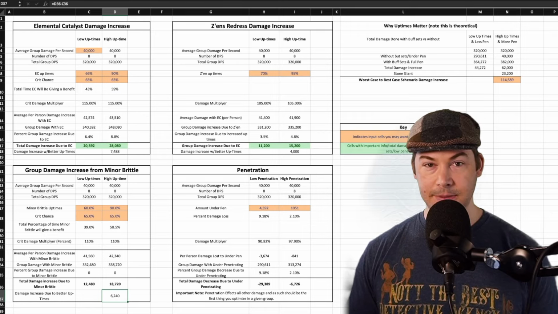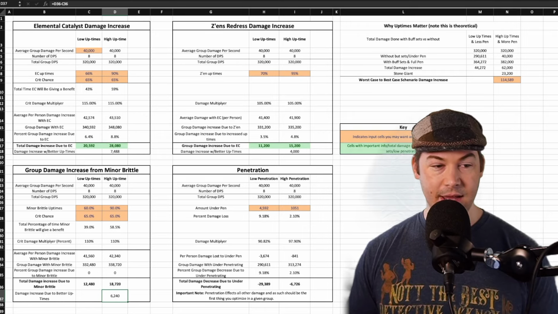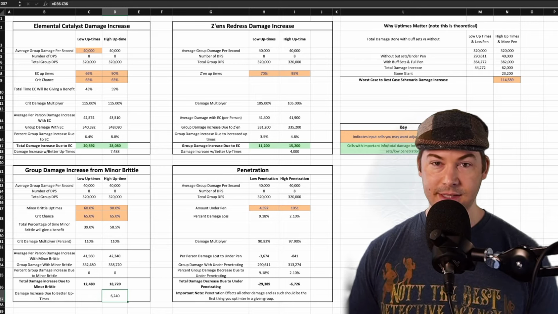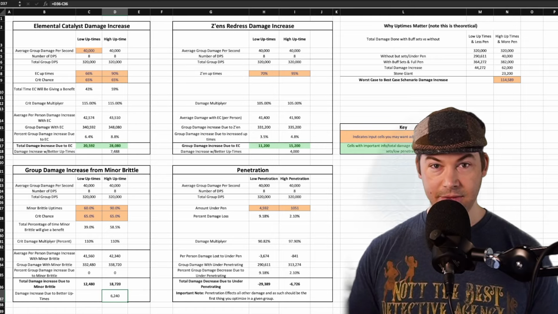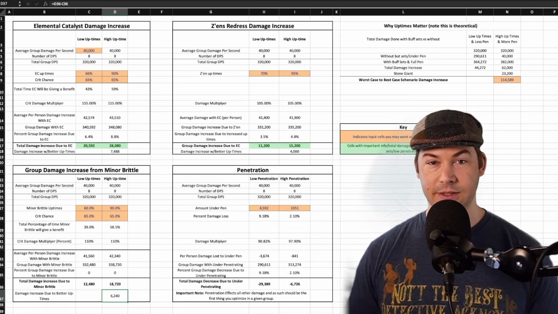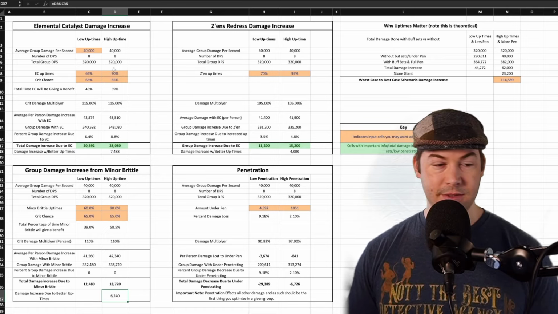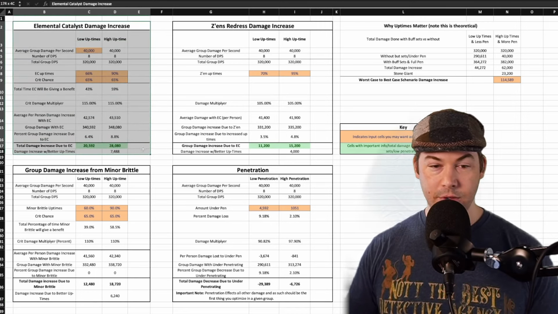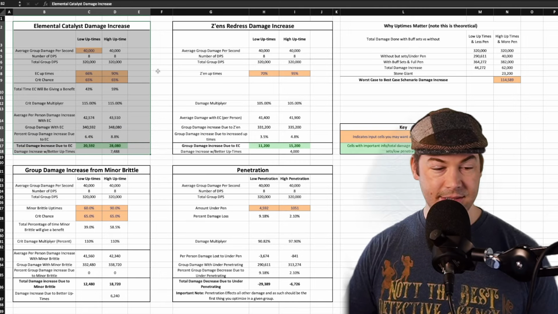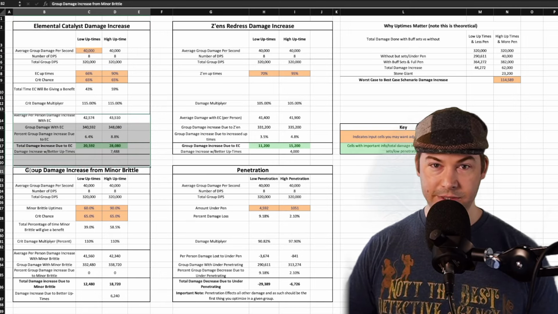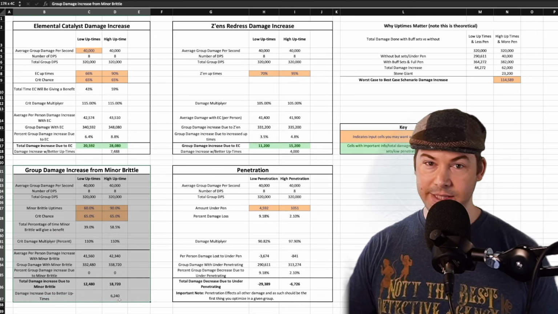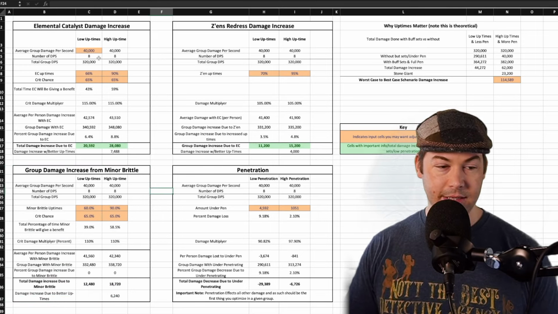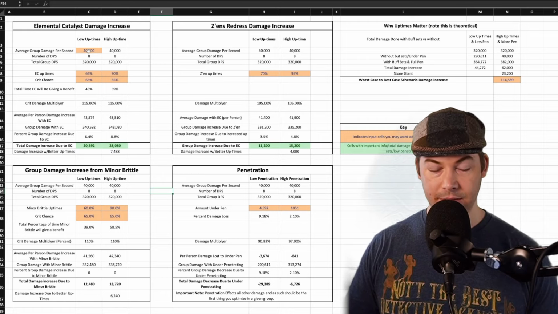Now, I get that DPS can be difficult and everything like that. However, what I want to show you today is if you can have the DPS in buff sets, some of them, you can really increase the group DPS for everyone. So here, looking at Elemental Catalyst, for example. Now, there are some caveats to this. Elemental Catalyst and Minor Brittle both increase your critical damage. So if you're above the cap, these aren't going to do anything for you. These only increase the damage if you're below that cap.